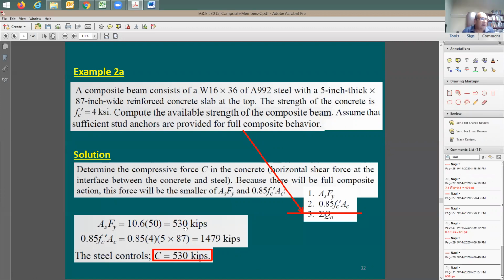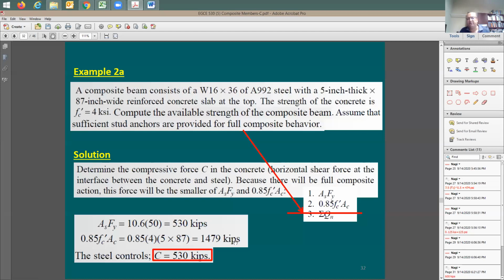Here's As times Fy. Where did you get this As from? 10.6, the cross-section area of the steel beam, W16 by 36, times 50 KSI. Here's the tension in the steel. How about the concrete? Concrete is 0.85 f'c times the cross-section area of the concrete. 0.85 f'c as given here, 4 KSI, and the concrete is 5 inches by 87. Now we have 1479 kips.